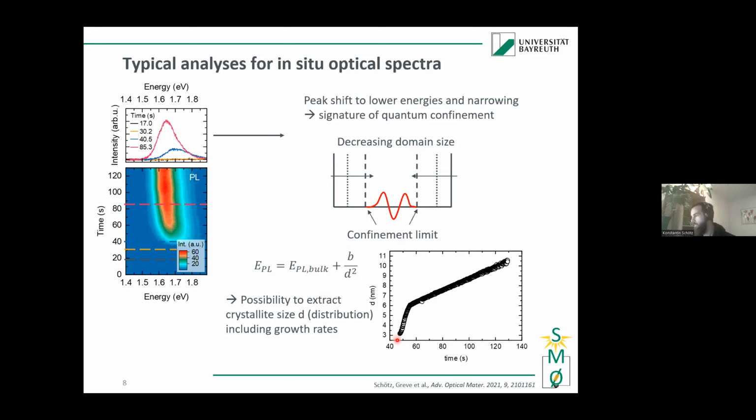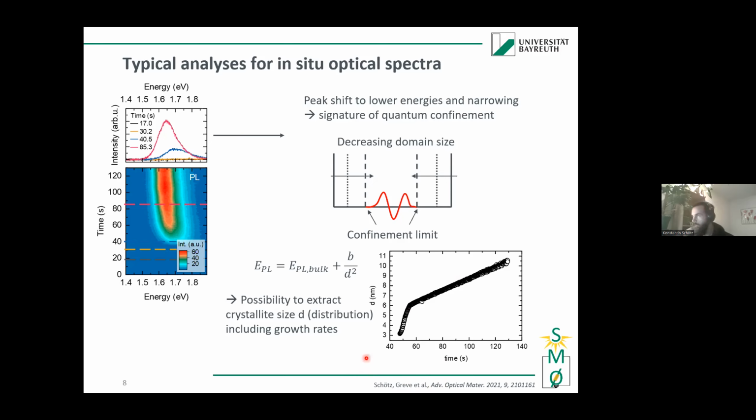Now, looking at the evolution of the grain size with time, we can get growth rates. In this case, we saw first fast growth and at later times a slower growth. If you're a little bit more interested in this, it is discussed in more detail in this work by Christopher from the Eva Herzig group.